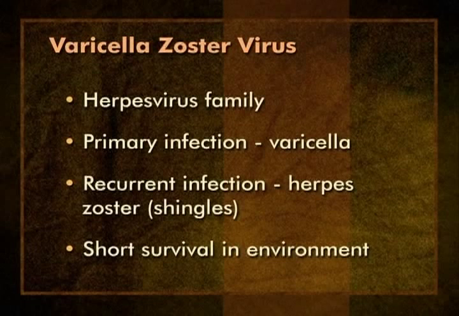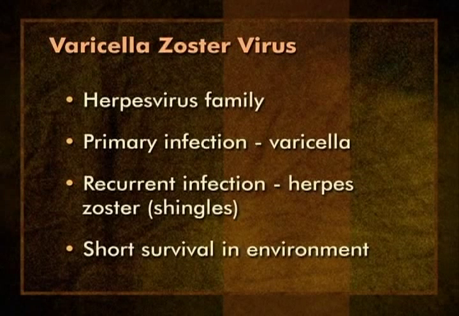Varicella zoster virus, or VZV, is a member of the herpes virus family. Other members include herpes simplex 1 and 2, cytomegalovirus, and Epstein-Barr virus. VZV shares with these viruses the capacity to persist in the body after primary infection and a tendency to recur. The primary or initial infection with VZV results in varicella or chickenpox. Recurrent infection results in herpes zoster or shingles.